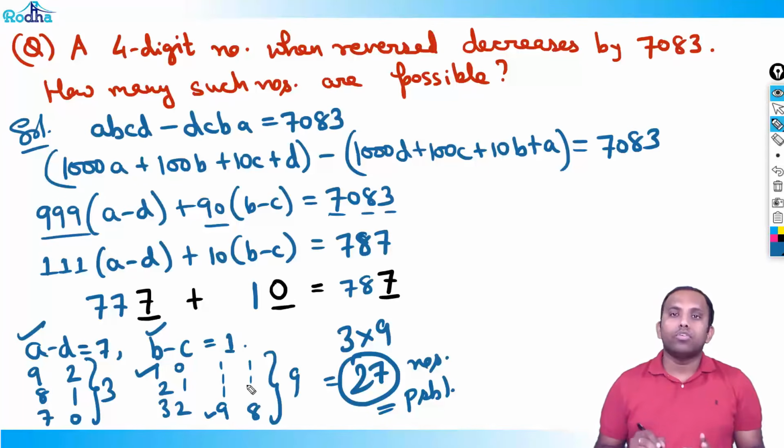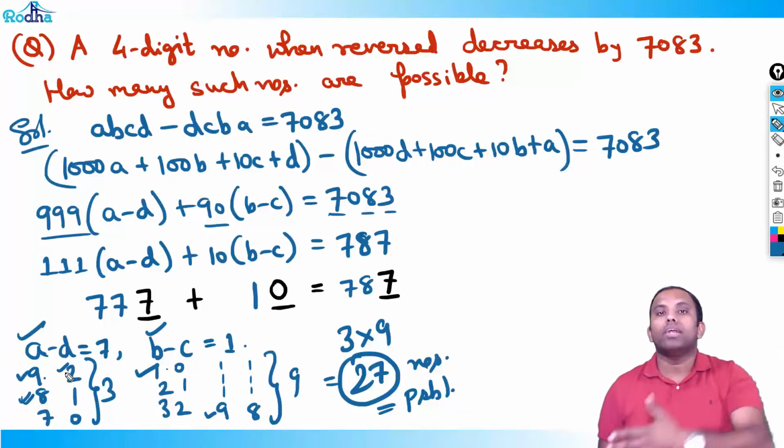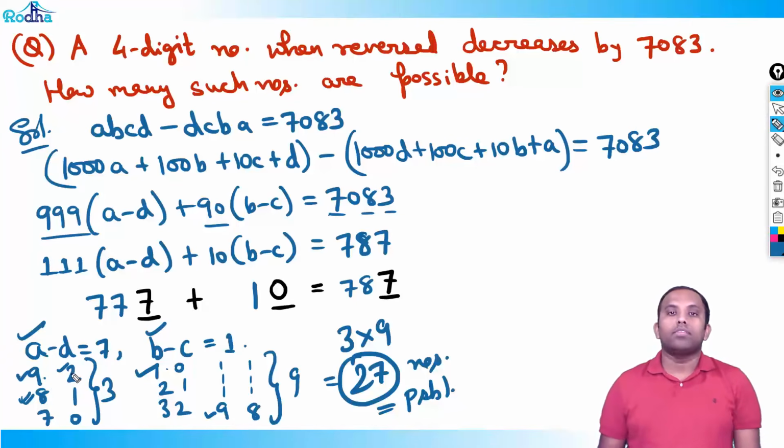Why 3 into 9? For the same reason again. If A minus D is 7, there are 3 sets. So for A9 and D2, I have 9 values of B and C. So for one set, I can form 9 numbers. Then for A8 and D1, again I have 9 values of B and C. Again, for each set of A and D, I have 9 values of B and C, right? So for 3, how much do I have? 3 into 9, 27. So 27 is the answer for this question. Okay, I hope it is clear, right? Now the next question we'll do.